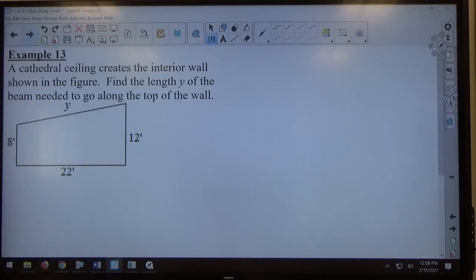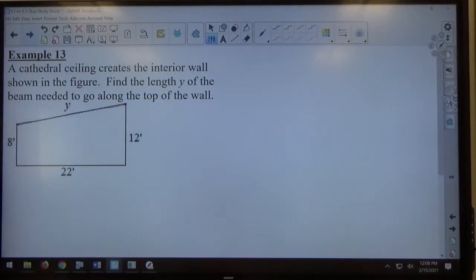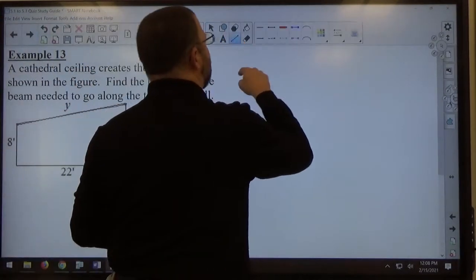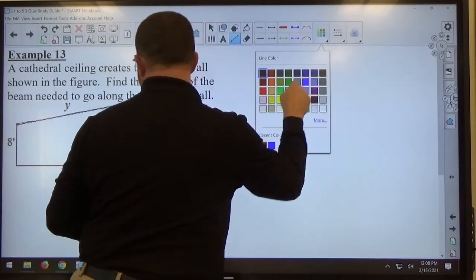It says find the length y of the beam needed to go along the top of the wall. So we want the length of this piece here that starts here and goes along here, like so. And if we were to construct a line across, let's make it blue.